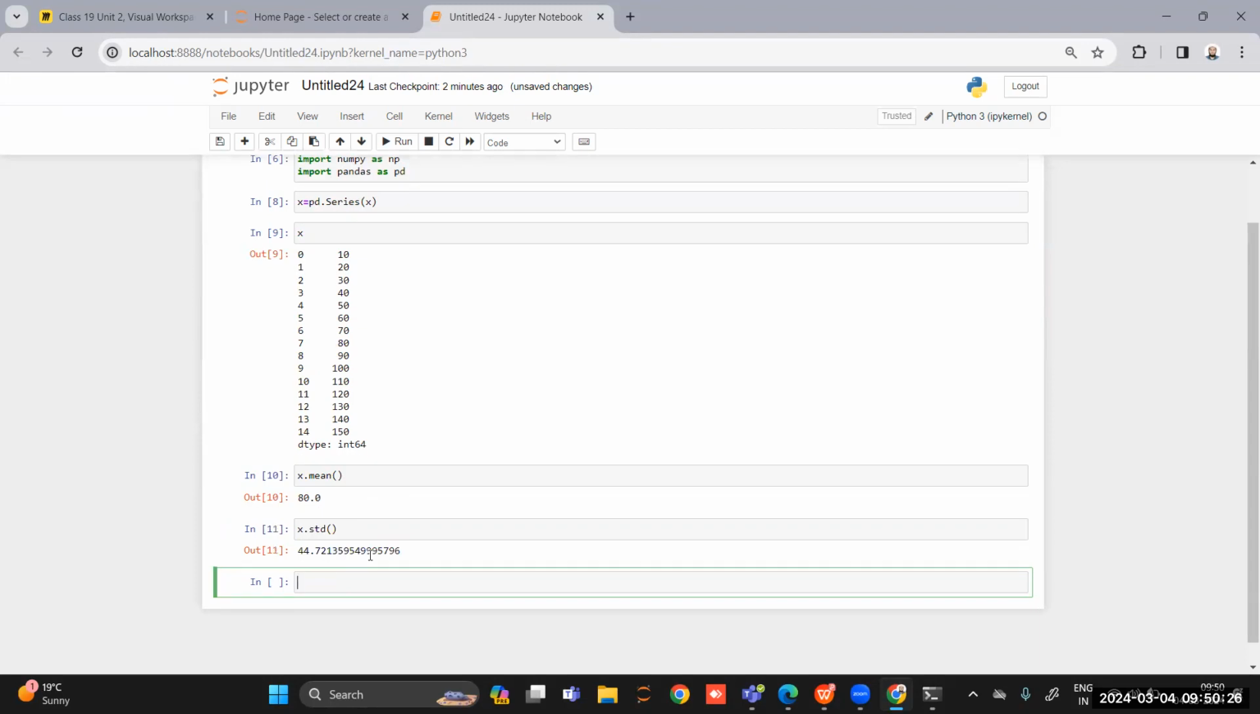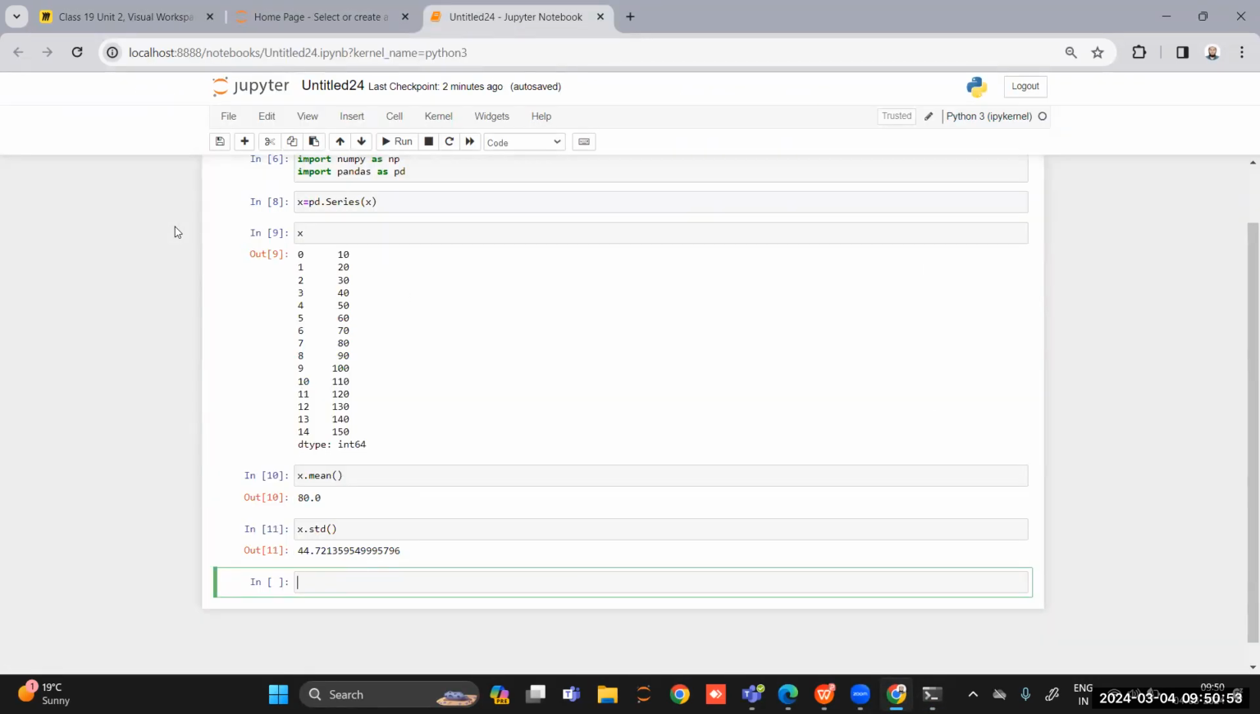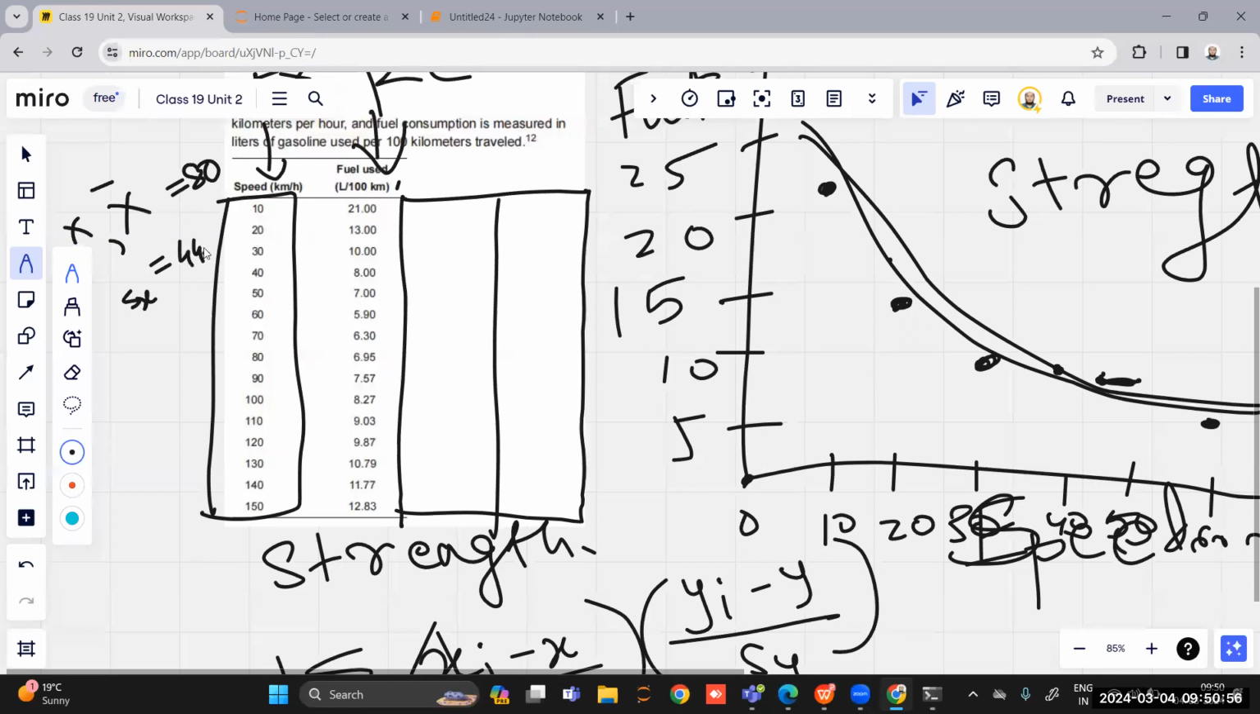The mean for x is 80. Then I'll write it here. It will be x bar equals 80, and sorry, I wrote standard deviation, it is mean. Here we are denoting the mean by x bar, and the standard deviation is around 44.72. Okay, 44.72.